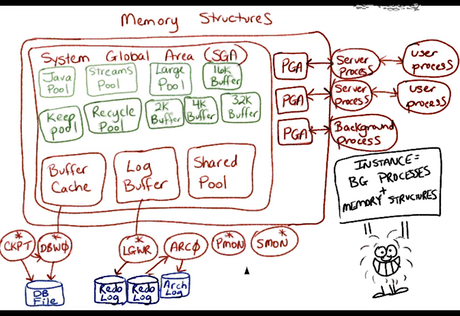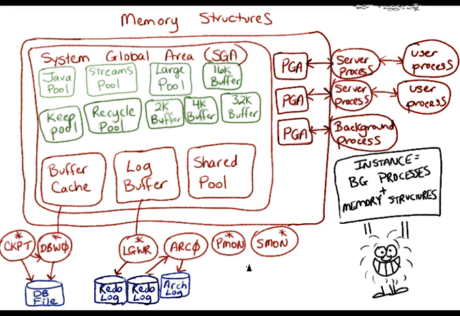Then we have PMON, or the process monitor. This is used for any of the user processes. If anything goes wrong, for example, if a session gets killed or it fails for some reason, then PMON is going to come along and clean up any resources, clean up the cache. PMON is also going to start any server processes if they've failed.